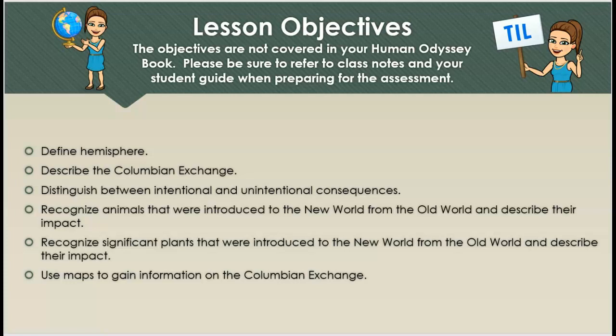Lesson Objectives. The objectives are not covered in your Human Odyssey book. Please be sure to refer to class notes and your student guide when preparing for the assessment. Define hemisphere. Define the Columbian Exchange. Distinguish between intentional and unintentional consequences. Recognize animals that were introduced to the New World from the Old World and describe their impact. Recognize significant plants that were introduced to the New World from the Old World and describe their impact. And use maps to gain information on the Columbian Exchange.